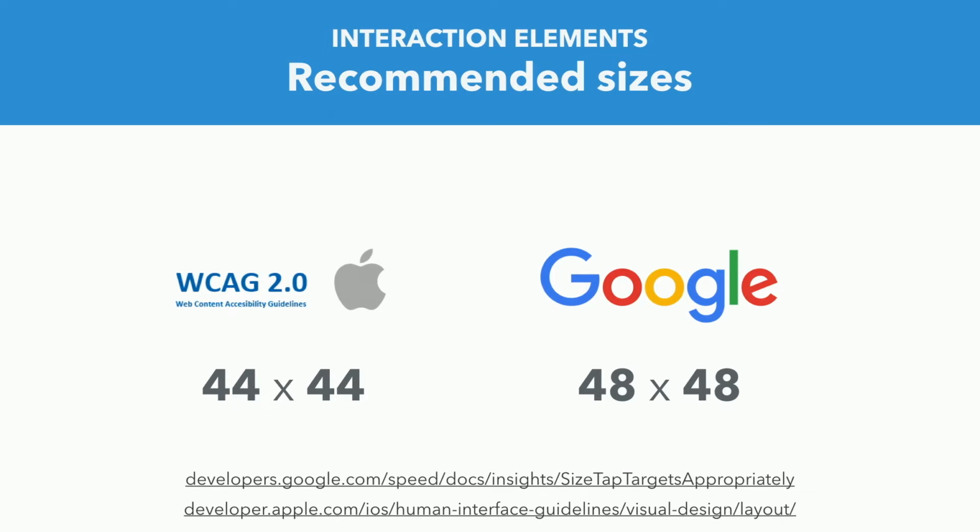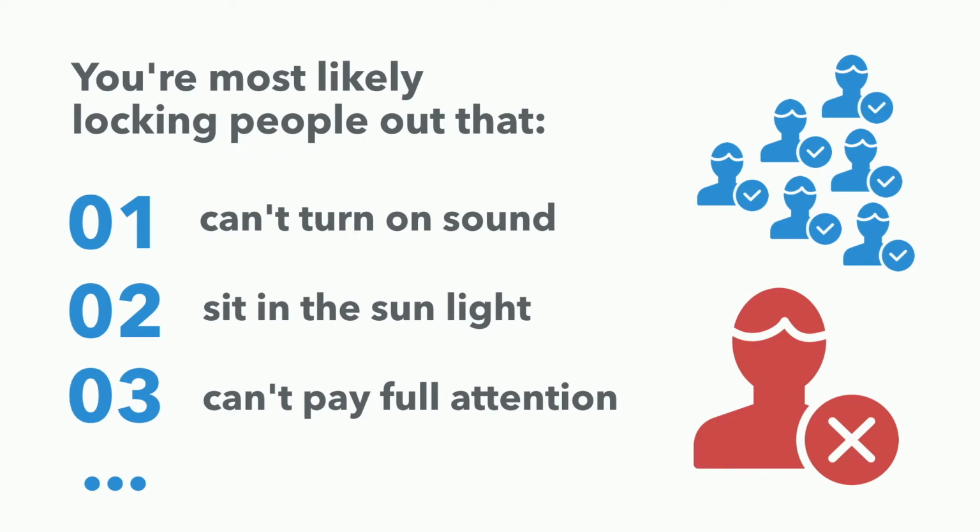So when you're not thinking of these kind of things, you're locking people out that cannot turn on sound. So when I sit in the public transport, I want to listen to something and I forgot my headphones, transcription can help make my day. When you sit in the sunlight and wear sunglasses, then contrast ratio matters for everybody. And some people cannot pay full attention because they have to do something else. Then a touch target that is not that tiny can help to make your product usable.